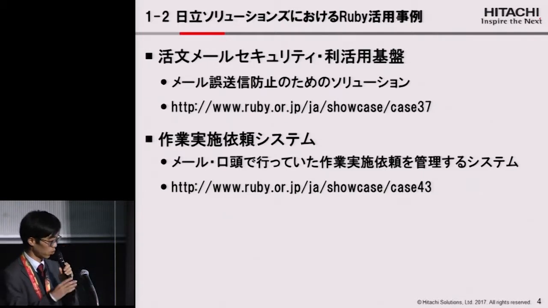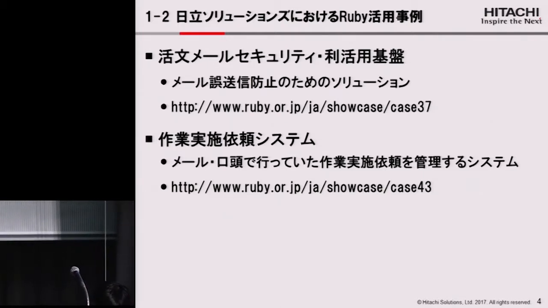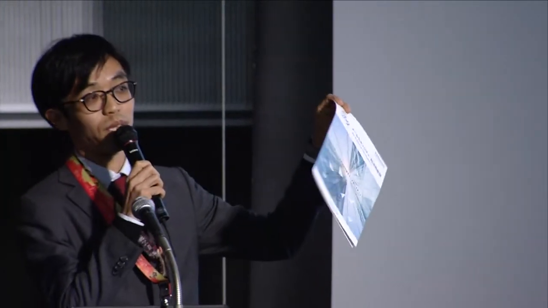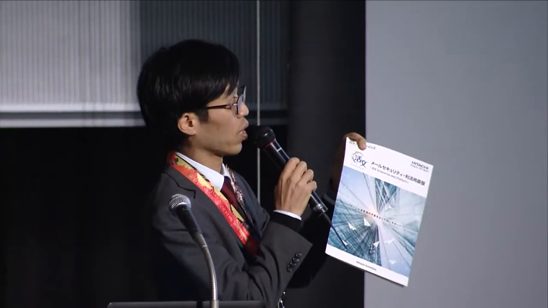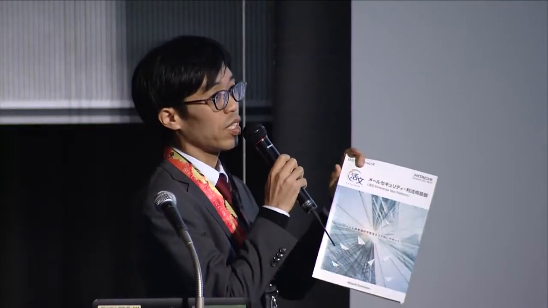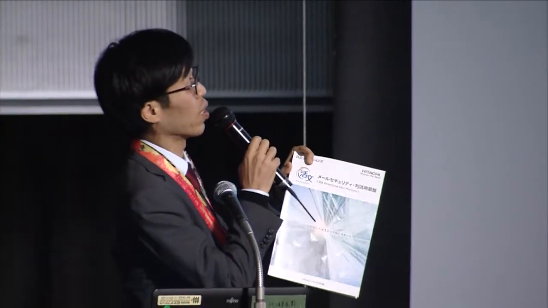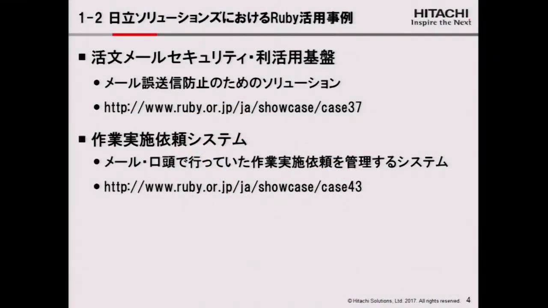One is Katsubun Mail Security Enterprise Mail Platform. Inside this paperback, our pamphlet is inside the back. This is the brochure. For the features, I do not have time to share them in this speech, but if you refer to the pamphlet, you will be able to understand the details. There is also a Ruby Association URL, which talks about the benefits of using this system.